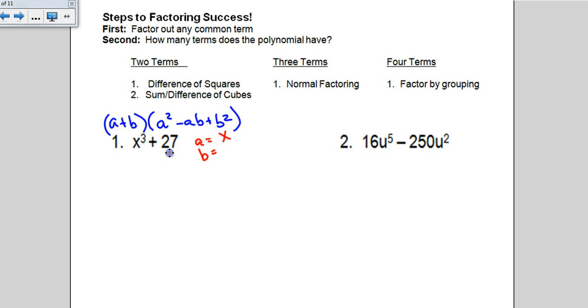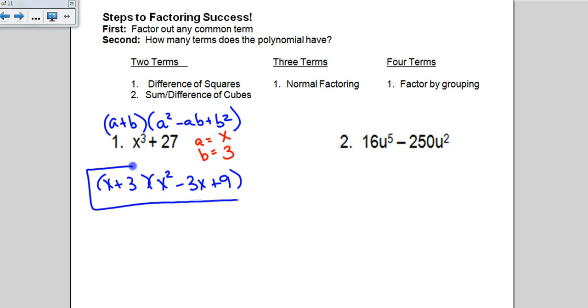And if 27 is b to the third, that means plain old b would just be 3. Basically, I cube rooted both of them. So taking those numbers and plugging them into my formula, it says a plus b, so I'm going to write down x plus 3, and then a squared, so x squared, minus a times b, so minus 3x, and then plus b squared would be plus 9. And what's nice about this pattern is once you fill it in, there's no more simplifying you can do. Can't factor anymore, can't take anything more out, we are done.